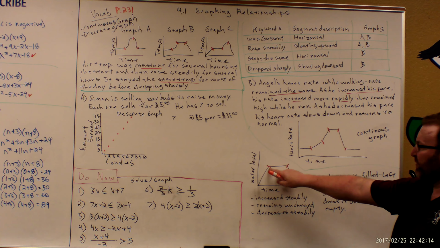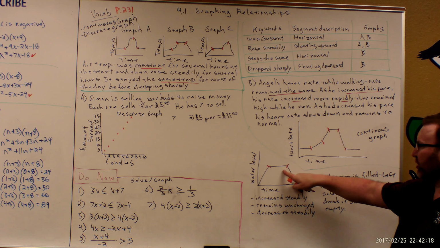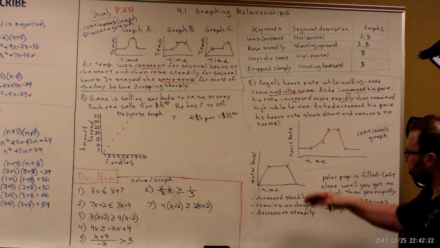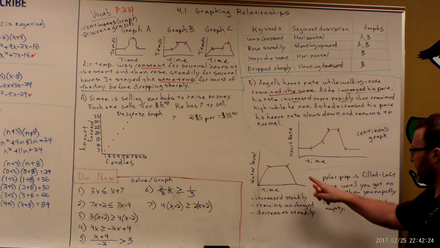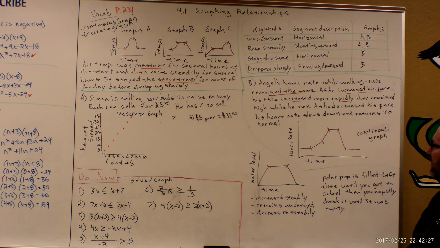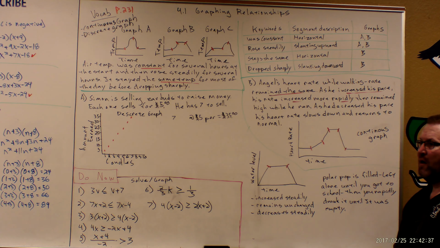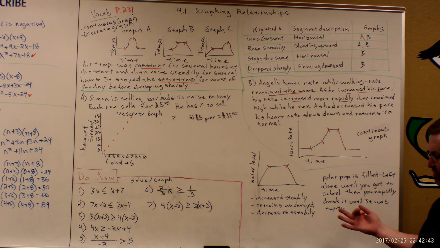So you went to the fountain, you filled it up, and then you got to school, you waited to drink it until you got to school, so there was a time that it just sat at its maximum level, and then you drank it. So there are several examples of what the segment description is. You're looking for words: increase, decrease, rise, whether sharply, steadily, things being constant and things like that to describe what's happening within a graph.